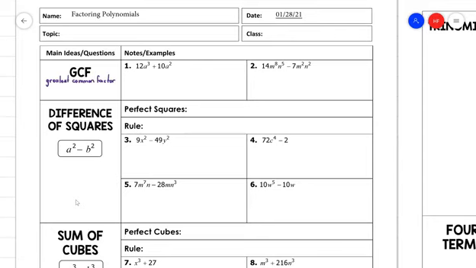And I like to think of it like this. What's the biggest number or variable that I can divide each term by? Like on number 1, we have 12a cubed plus 10a squared. What's the largest number that 12 and 10 can both be divided by? Well, they can both be divided by 2. They can't both be divided by 3 or 4 or 5. So it looks like 2 is our largest number. That's going to be our greatest common factor between the numbers.